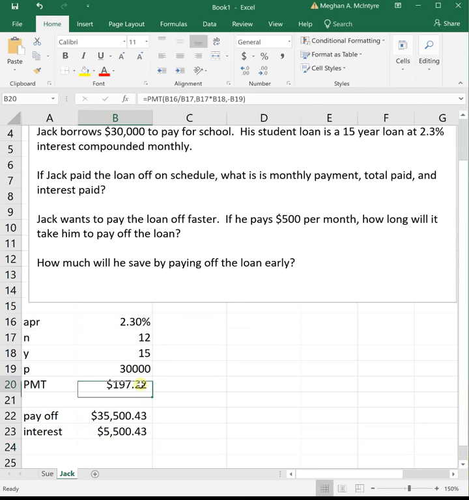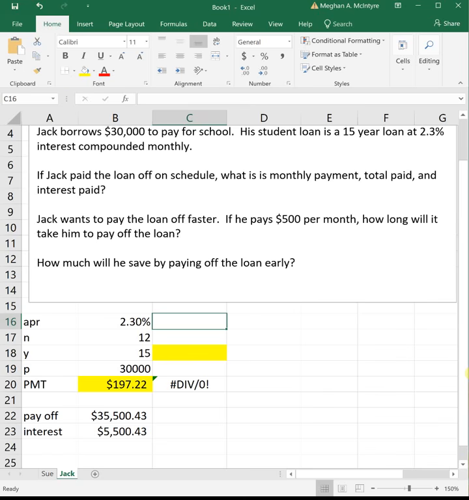All right, so it says Jack wants to pay off the loan faster. I'm going to drag my equation over so I have a new place to work. I don't want to lose my first answer. So it says he pays $500 a month now. How long will it take him to pay off the loan? So it's asking us how long.